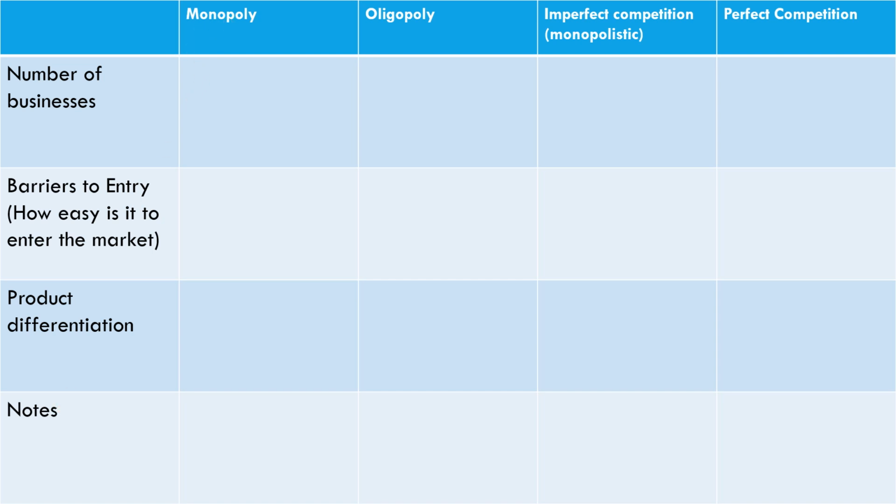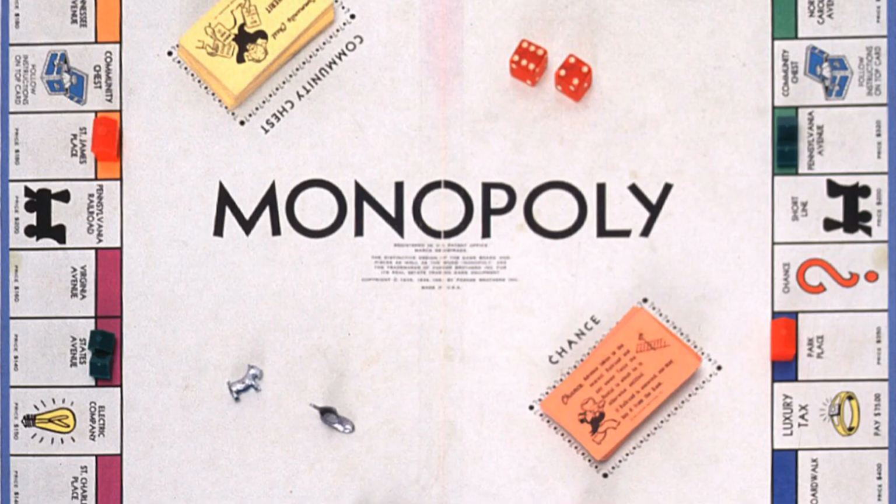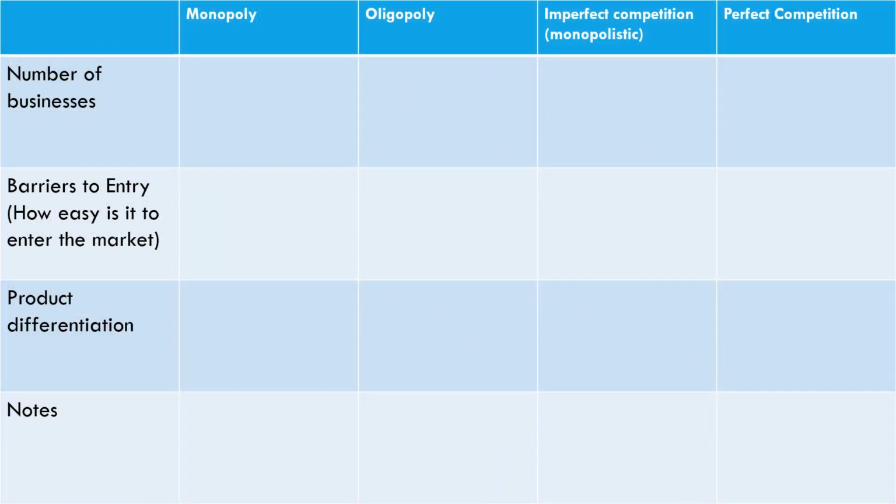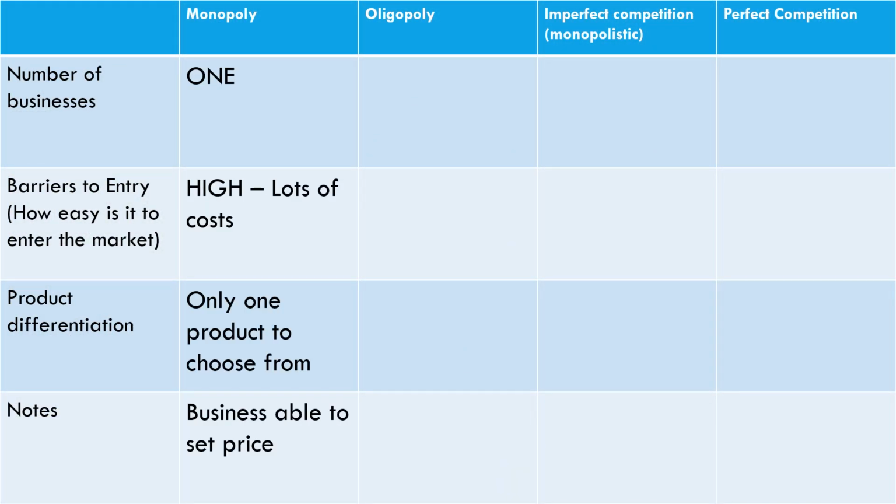So we're going to start off with monopoly. Not that monopoly, silly. A monopoly market structure. Now, a monopoly market structure has one main business within the market. Often it's quite difficult to enter the market here, lots of costs involved in setting up in this type of market. And as there's only one business, there's only really one product to choose from. So in this situation, our business is likely to be a price setter, has a lot of power and control over the prices that it sets in the market.